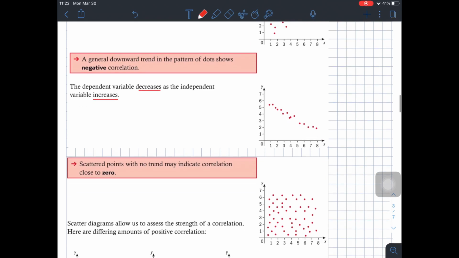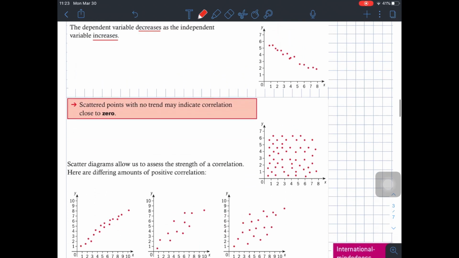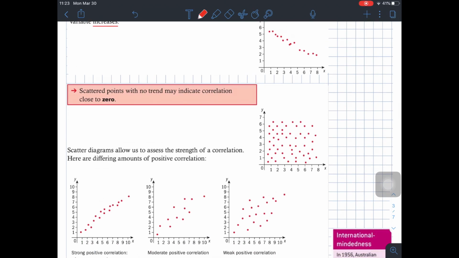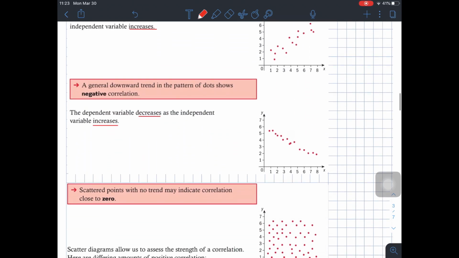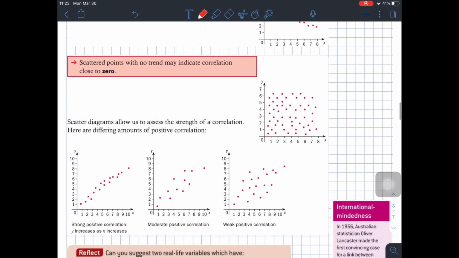Okay. Then we have zero correlation. It says scattered points with no trend may indicate correlation close to zero. You see that there's no trend here. We don't know if this is going up or we don't know if this is going down. So in this case, we say that there is no correlation. Okay, so remember that. We have positive correlation, negative correlation, zero correlation.